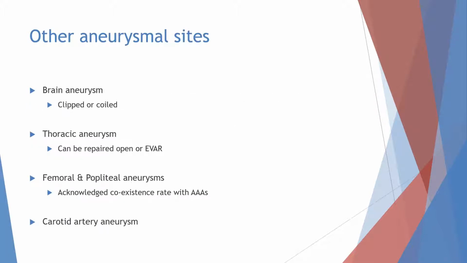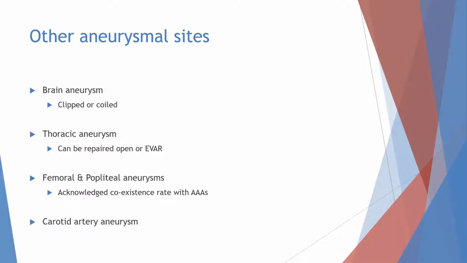Just a quick clinical slide to make you aware that within the body, we can also have other areas that experience aneurysms. Within the brain, you can have cerebral or cerebellar arteries that are aneurysmal, and these can either be clipped or coiled endovascularly. Within the aorta, you can also get aneurysms within the thoracic aorta, and these are operated on in a similar way to abdominal aortas. You can either have an open repair or an endovascular repair.